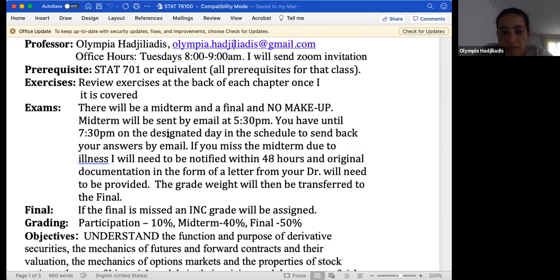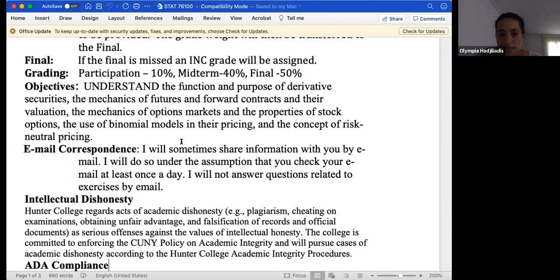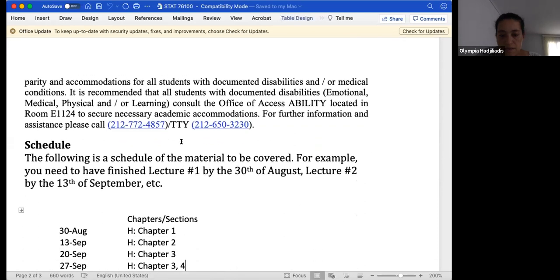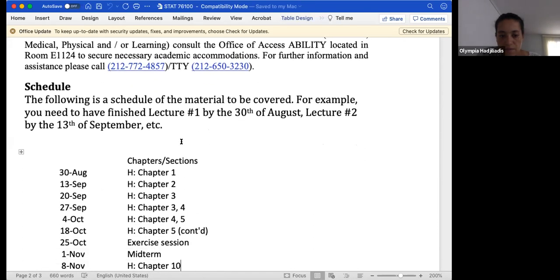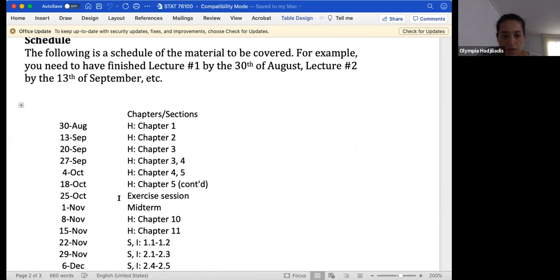You cannot miss the midterm. I will need to be notified within 48 hours, and you really don't want to miss the midterm, because you will then have a final which will be worth 90%. So the midterm will be sent by email at 5:30 p.m. and your answers are due back to me at 7:30 p.m. on the same day. This is the end of our exercise session, which is lecture number 7. And November 1st is the date of your midterm.